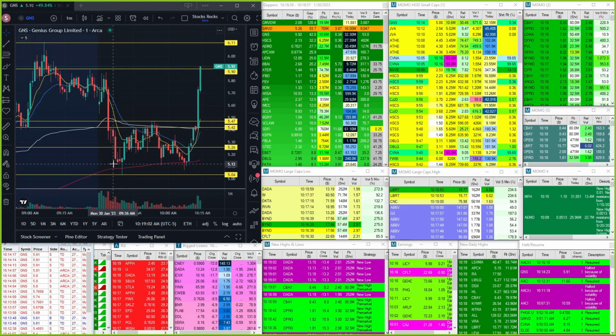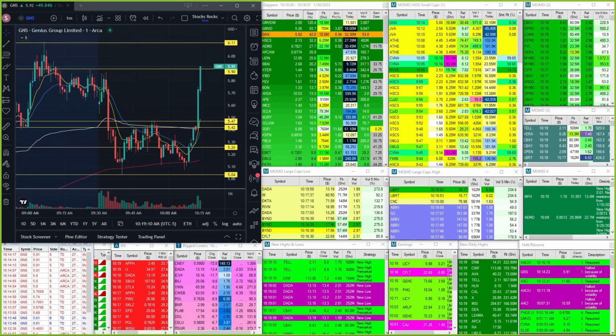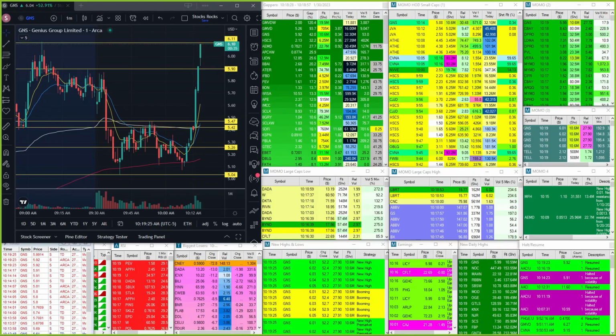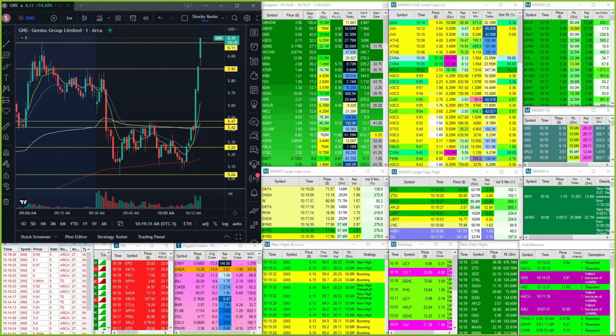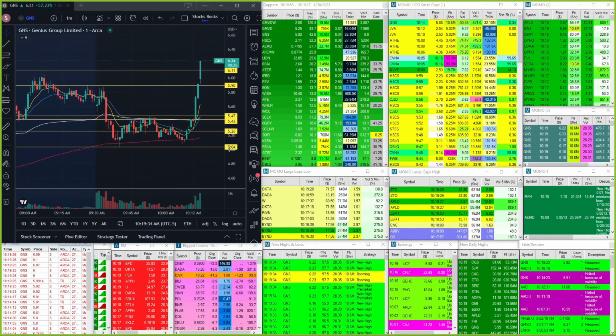All right, about 20 seconds, let's go. Level two showing 5.92 on the ask. I'm still holding. All right, scaling out. We got some resistance, 6.11, high of the day. Sold all, next halt 6.59.